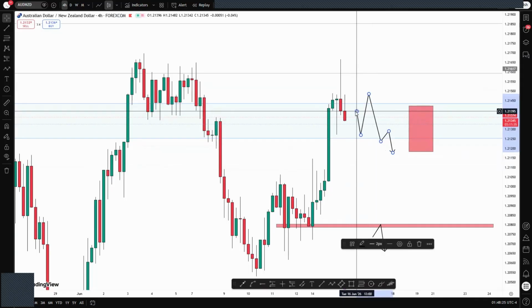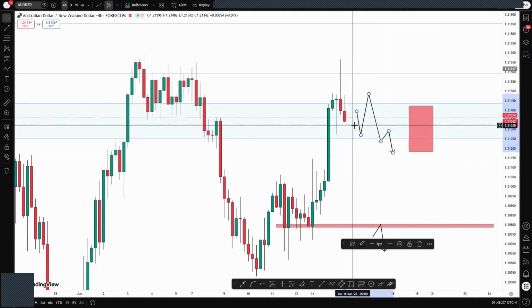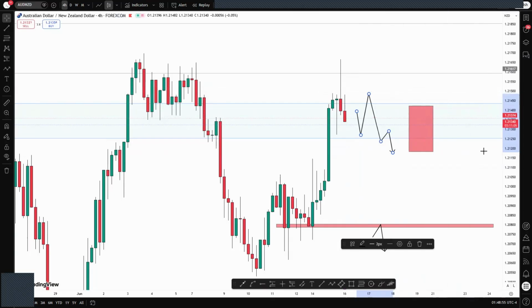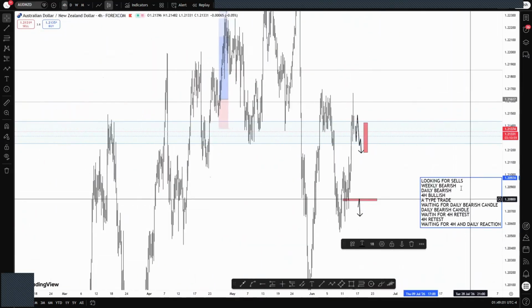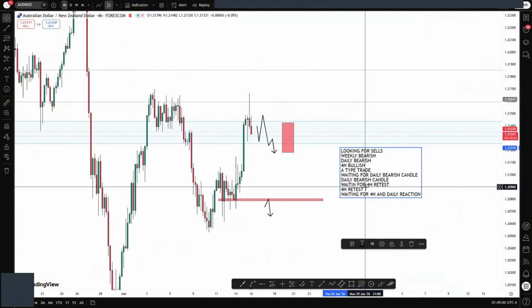So, this is all we need. We just need price to shift, and we'll sell at this point. And you can see how clean this pair is moving. So we'll see what happens if it respects the level. But I think right now, we are still waiting for this reaction.